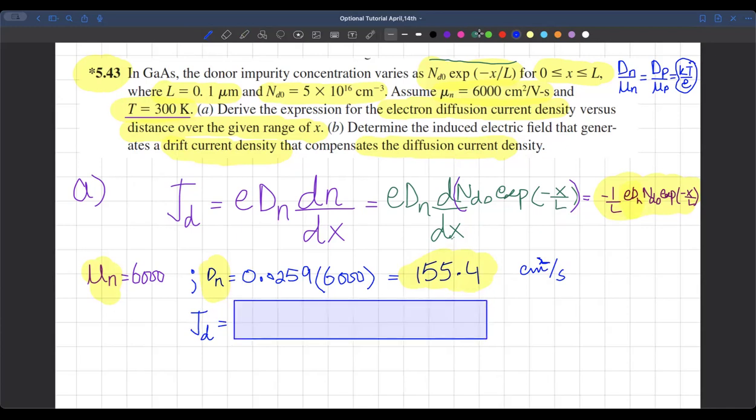So negative 1 over L, if you just plug that in, negative 1 over, let's convert that. You have these in centimeter squared per second, so better to go with centimeters. L is going to be 0.1 micro, and micro is 10 to the power negative 6, so 10 to the power negative 4 centimeter. I'm writing this in centimeter.